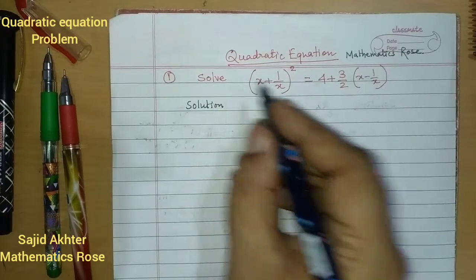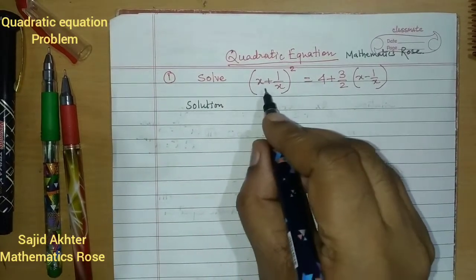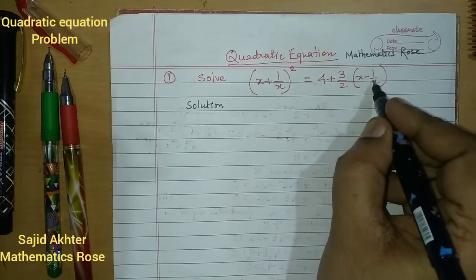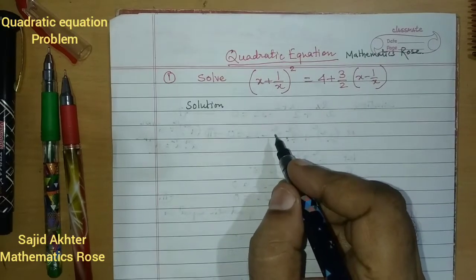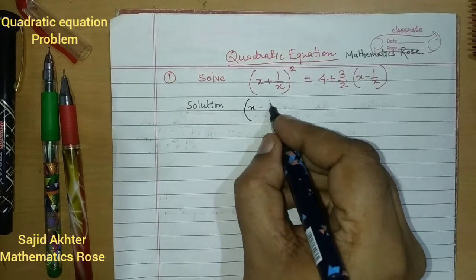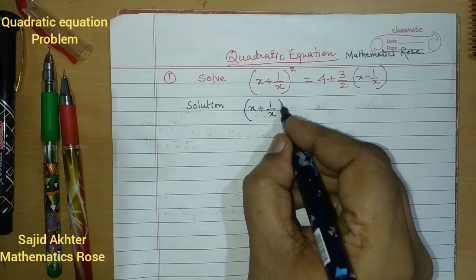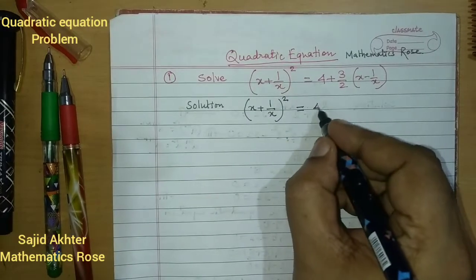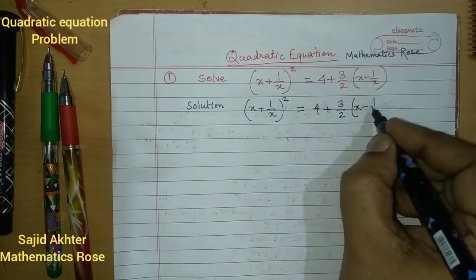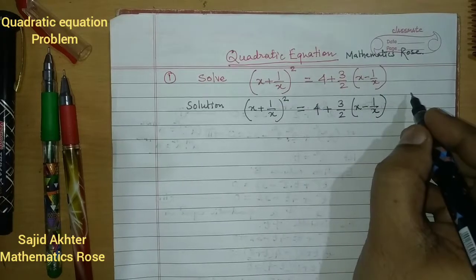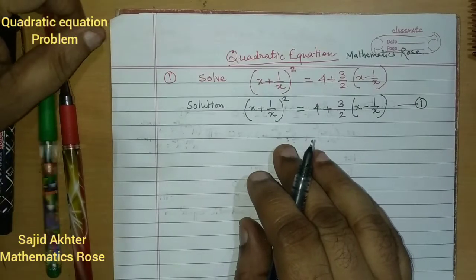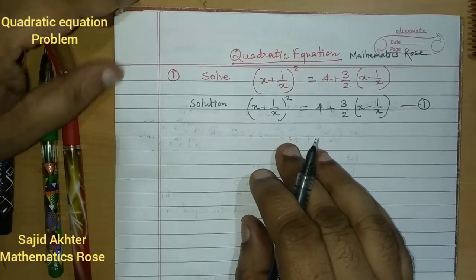Here the question says solve (x plus 1 by x) whole square is equal to 4 plus 3 by 2 into (x minus 1 by x). This is given. So now see, we are writing the question again: (x plus 1 by x) whole square is equal to 4 plus 3 by 2 into (x minus 1 by x). This is the question. Suppose I am taking it as equation number 1. This is not given in the quadratic form, so we will have to reduce it to the quadratic equation form.